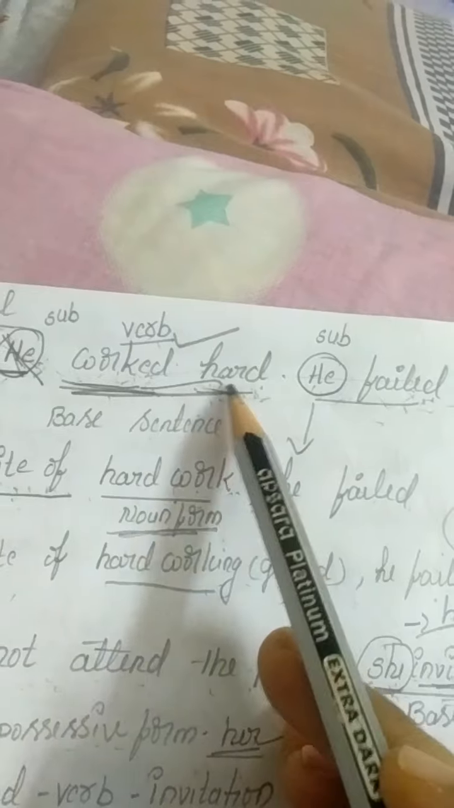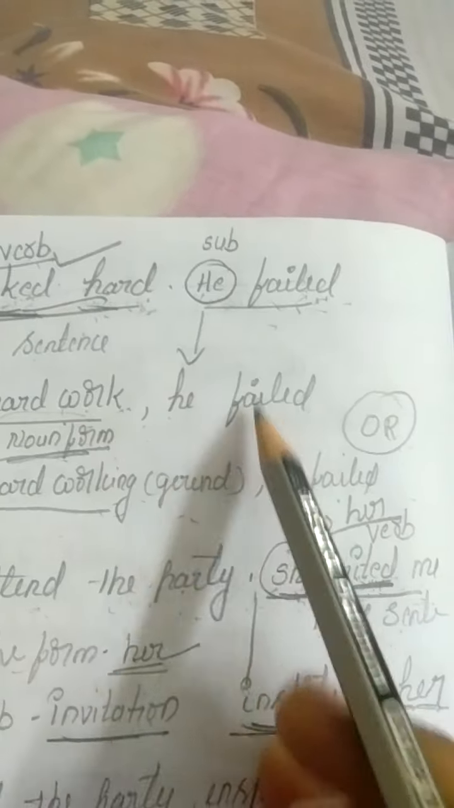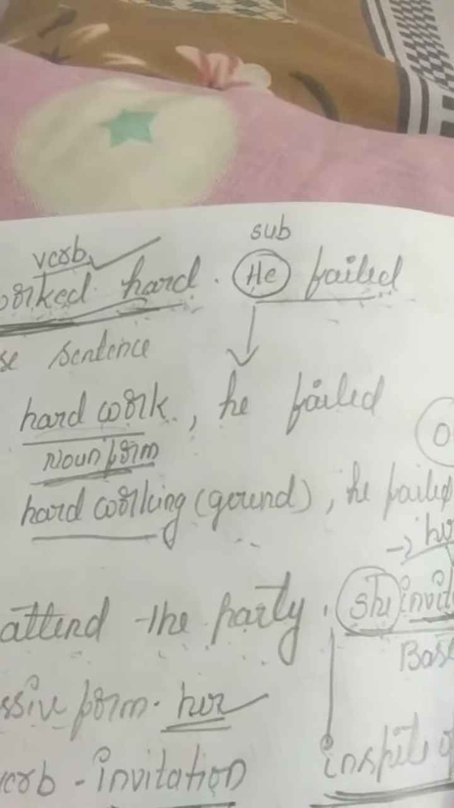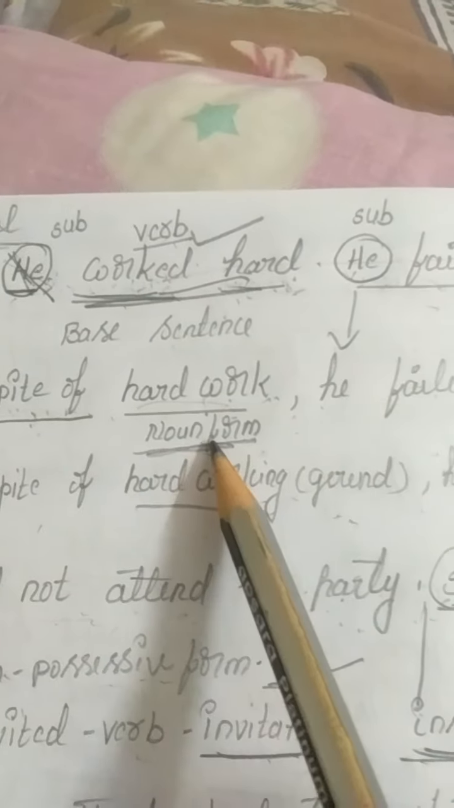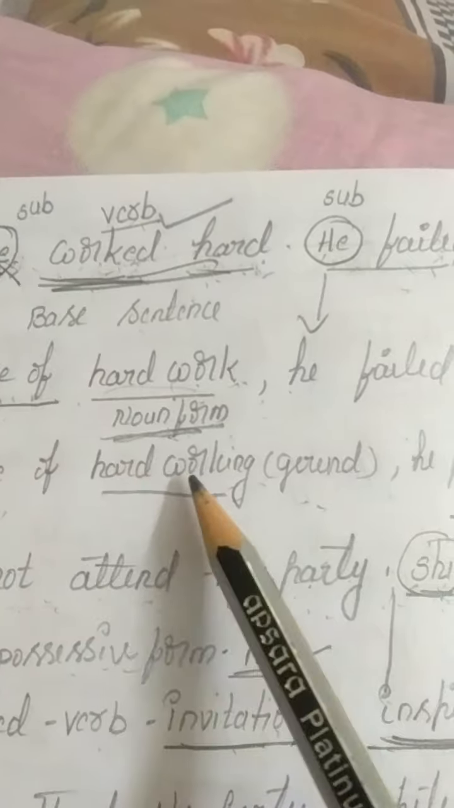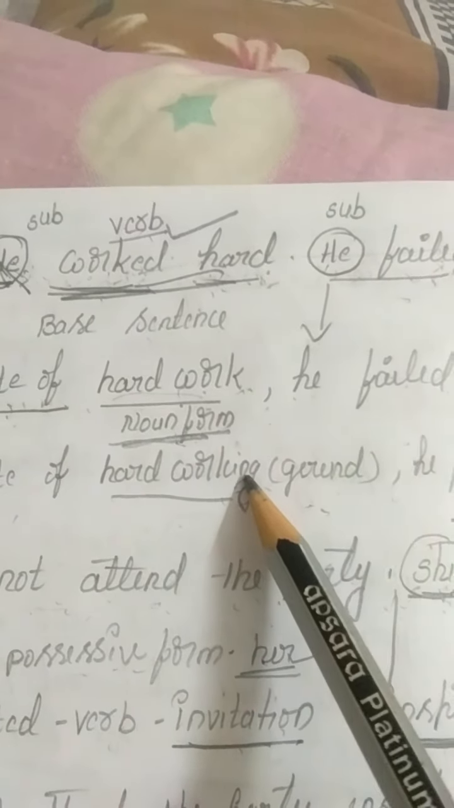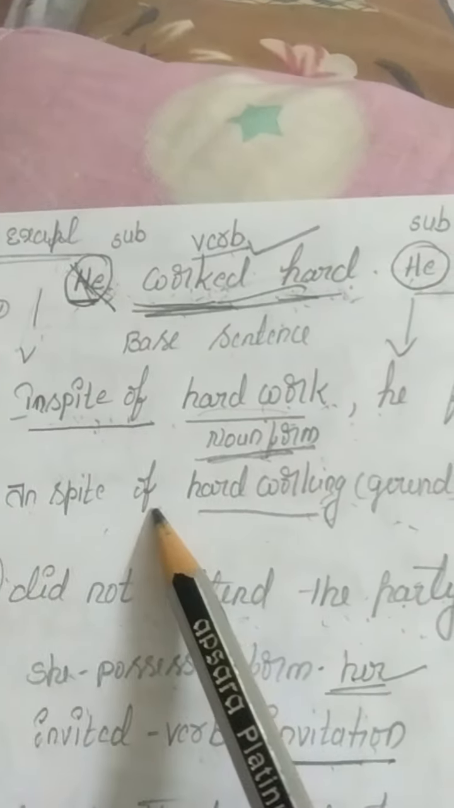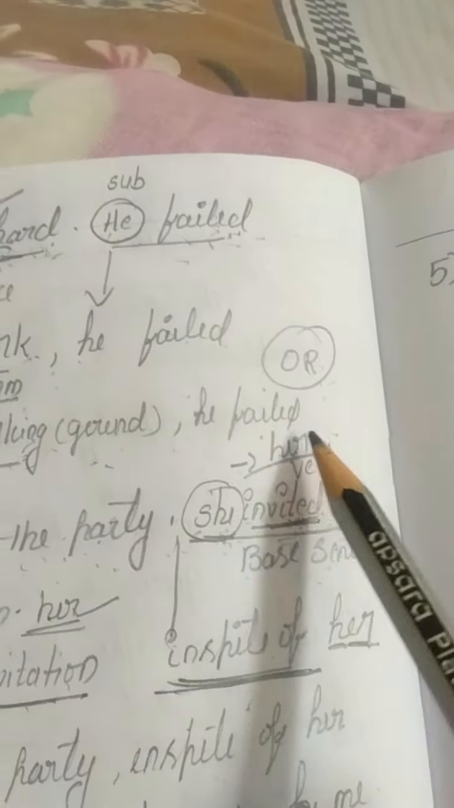After that, we go with the verb. Here "worked hard", verb plus adjective, we have to change into noun form: "hard work". In spite of hard work, he failed. Or an alternative: instead of the noun form, a gerund, meaning verb plus ing form. In spite of hard working, he failed.